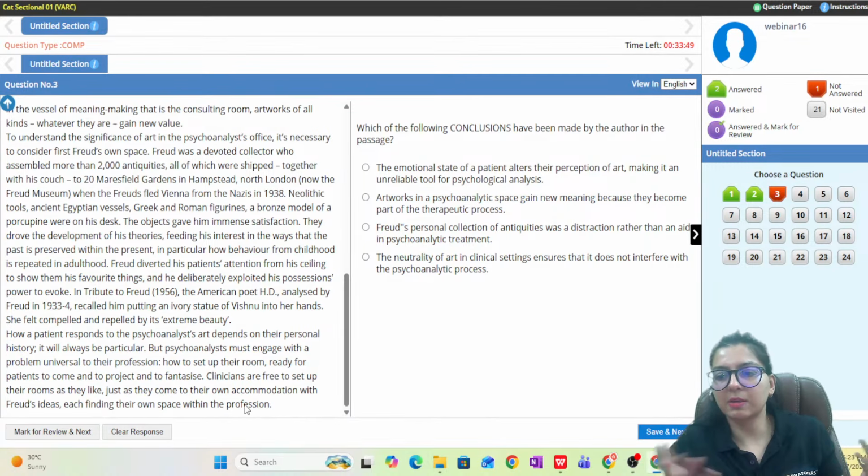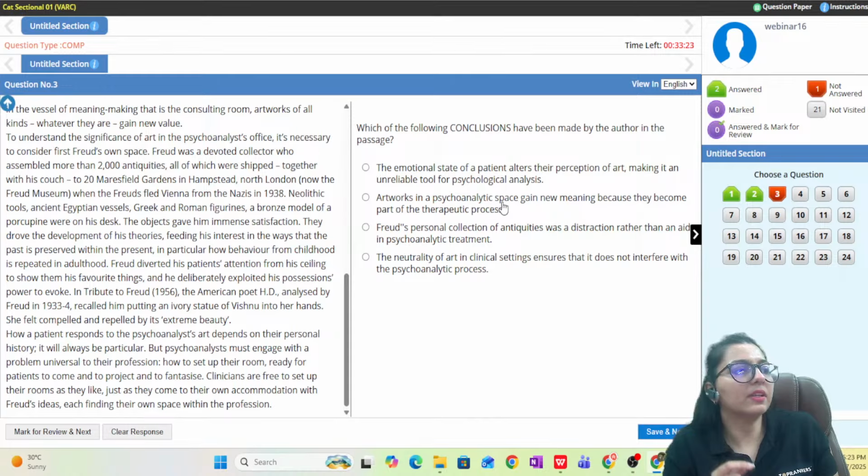Okay, so it's basically a setup about how things around it are going to be. Let's go. Which of the following conclusions has been made by the author? Whatever conclusion we want has to be about the fact that the way the entire space was had a lot of meaning. Now, let's start. The emotional state of the patient alters their perception of art, making it an unreliable tool for... No, that's not what it is. One has to connect. So, A can't be.